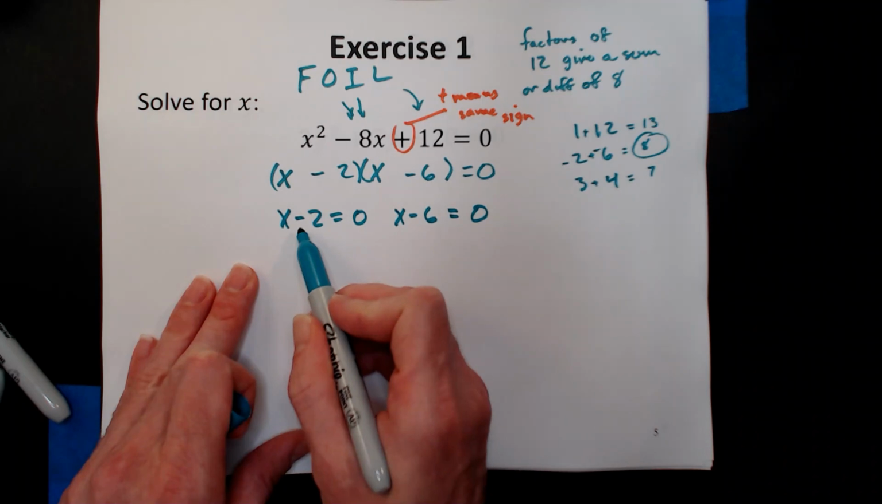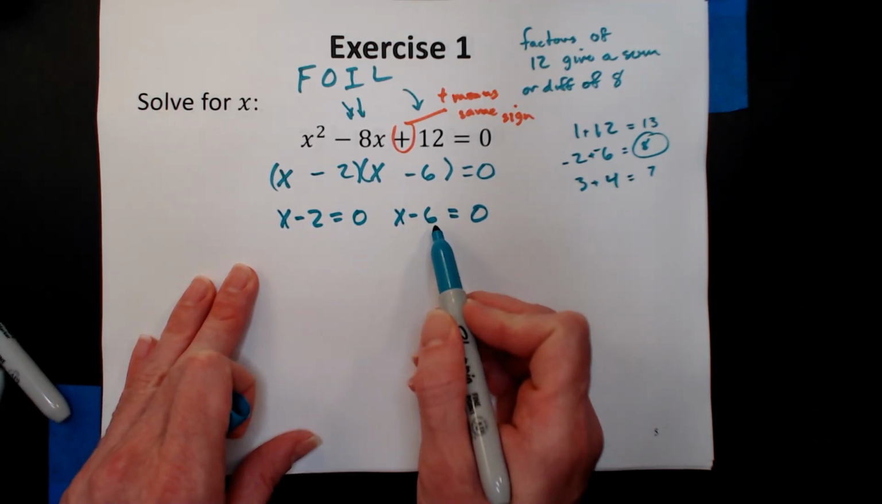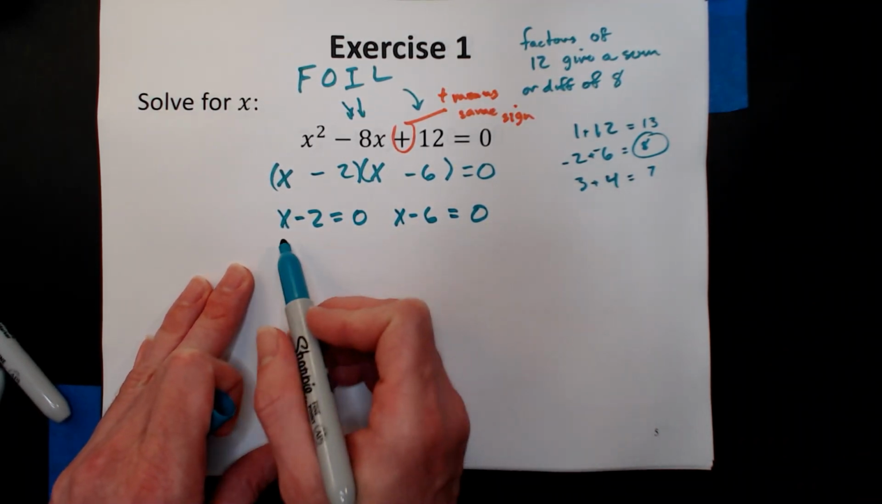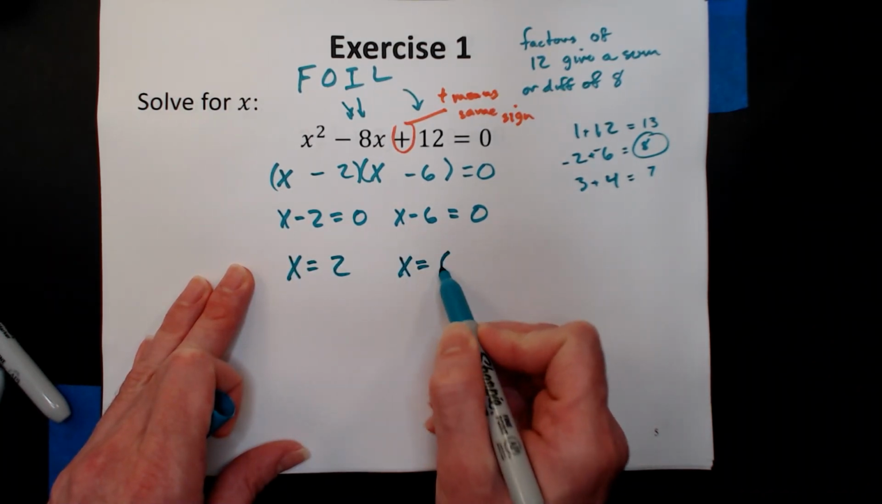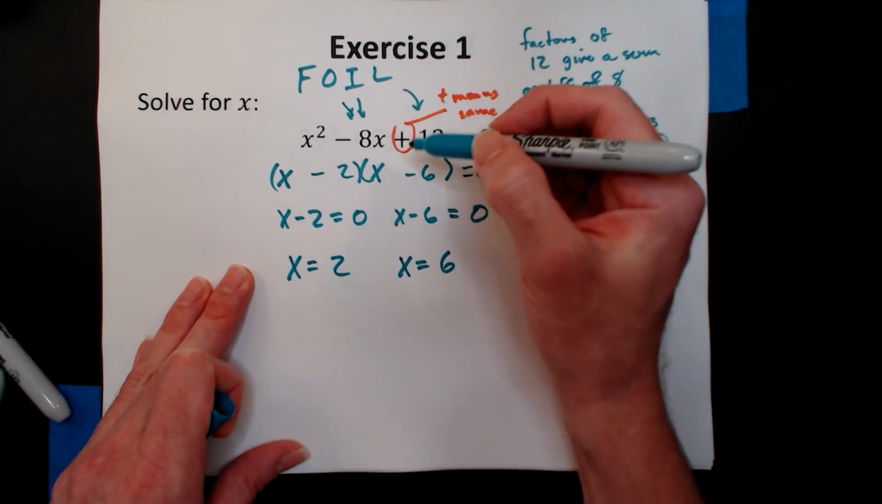So we have x minus 2 equals 0 and x minus 6 equals 0 now. Those are our two factors. And then we're just going to say this is x equals 2 and x equals 6. And those are our solutions. And we can check them. We can plug them back in.